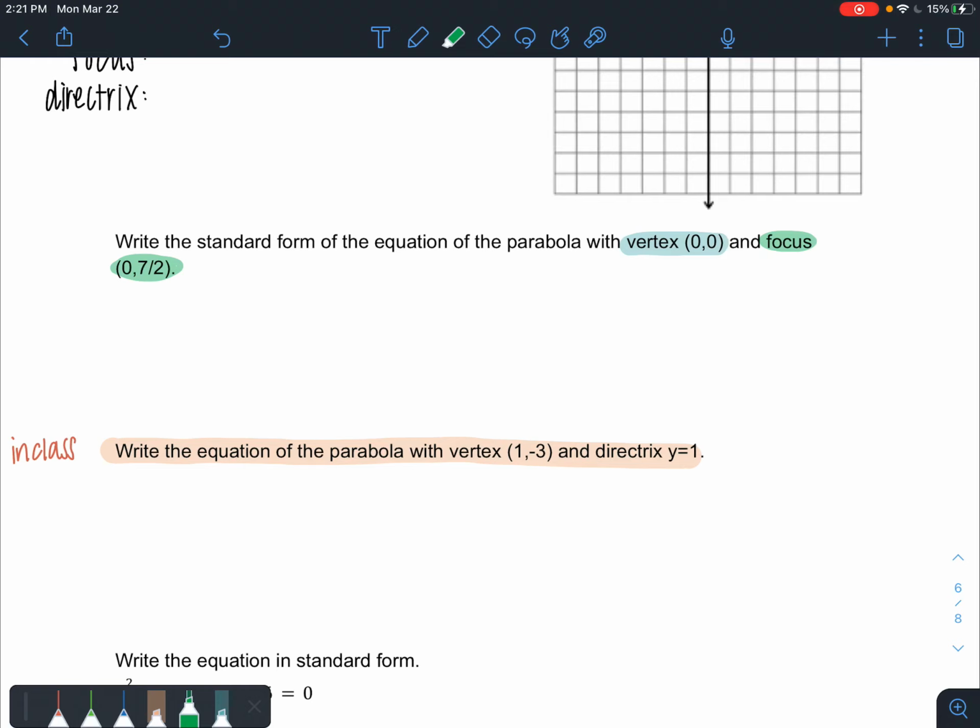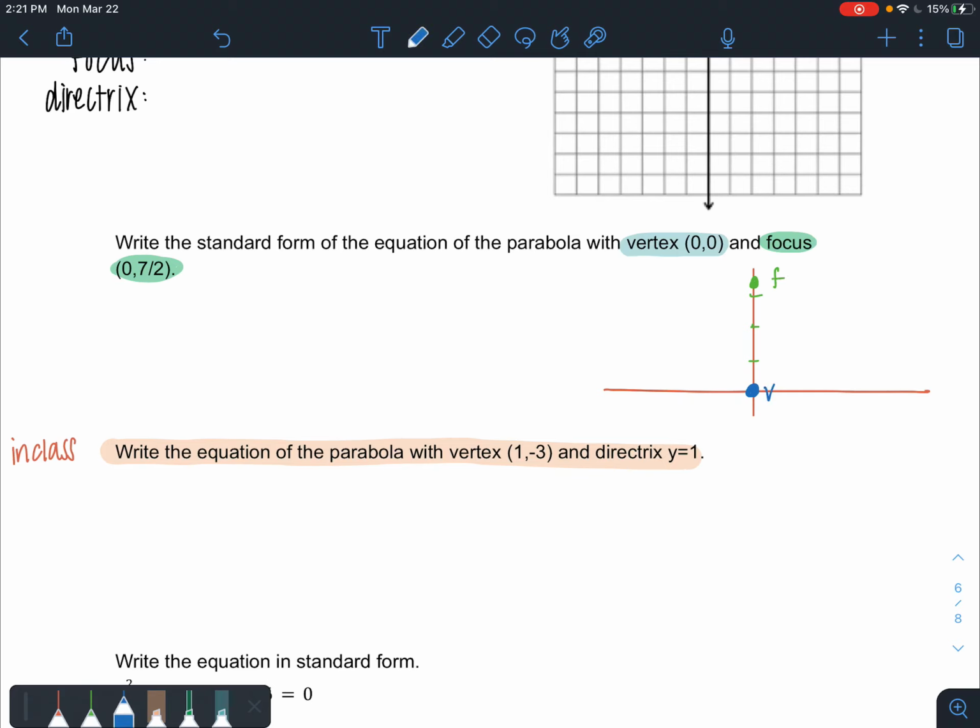So let's go ahead and draw just a little picture, nothing too fancy. So here's our vertex, and 0, 7 halves, so 1, 2, 3.5 is probably right there. So this is my focus, and this is my vertex. So I'm able to see that it opens up. So I'm looking at x minus h squared equals 4p times y minus k.